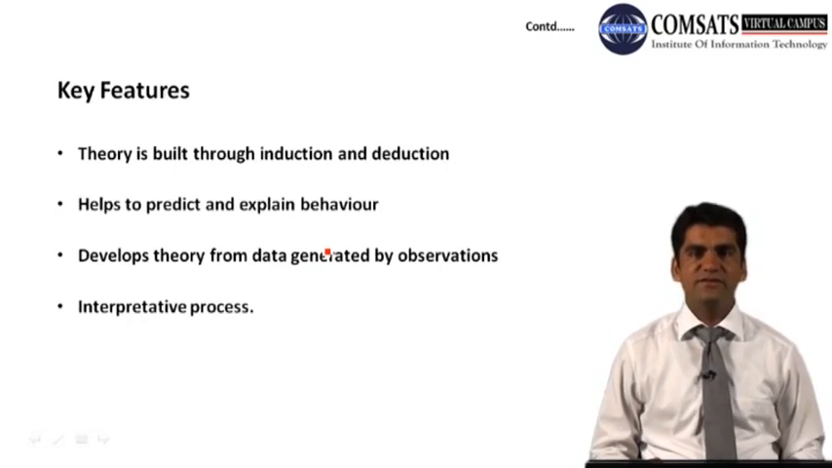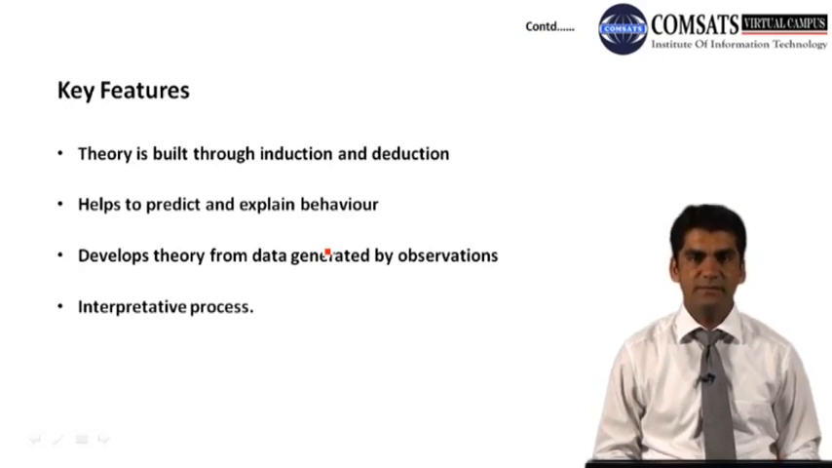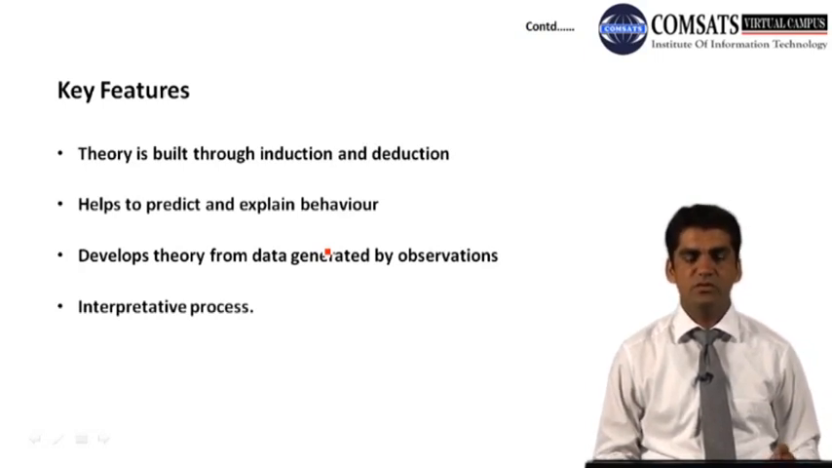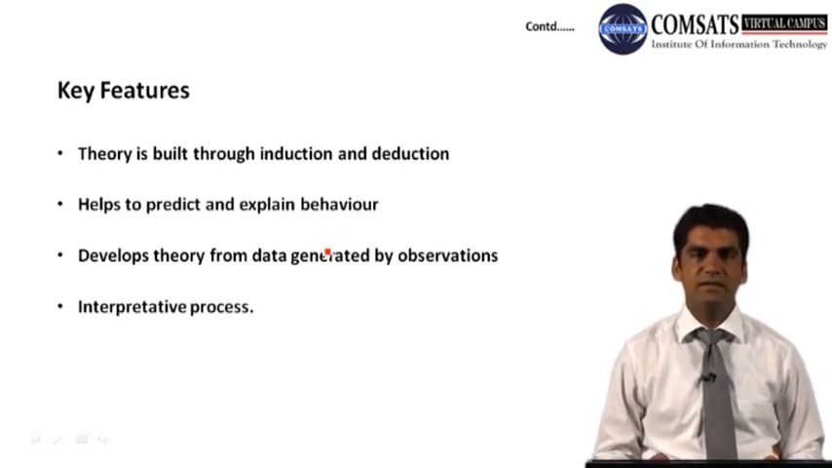The four key features of grounded theory are that it's built through induction and deduction. It helps to predict and explain behavior, and develops theory from data generated by observations and an interpretative process. So we will see one by one. What is theory that is built through induction and deduction? We have already seen that there are two rigorous research processes: one is induction, the other is deduction.